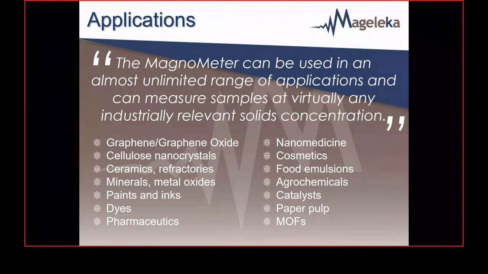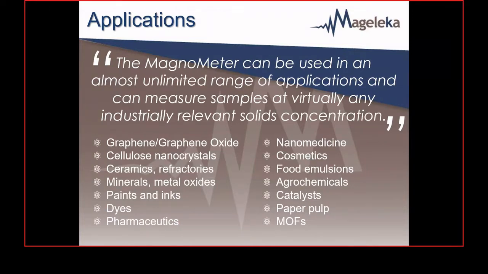So why use NMR relaxation? Importantly, you can use it in just about any application you can think of. But the main feature of NMR relaxation that makes it very useful is that measurements can be made at virtually any industry-relevant solids concentration without the need for dilution or much sample manipulation. If you can get the sample into an NMR tube, you can make a measurement.